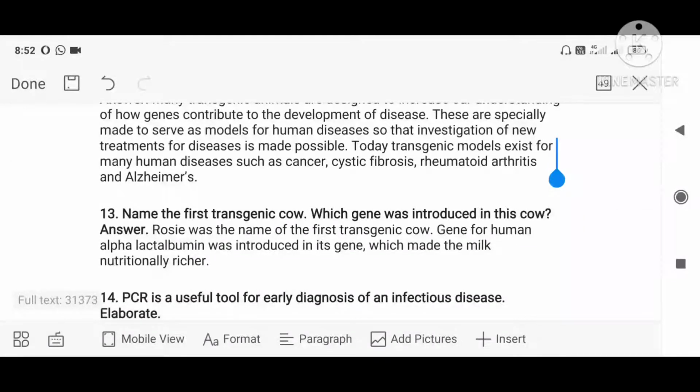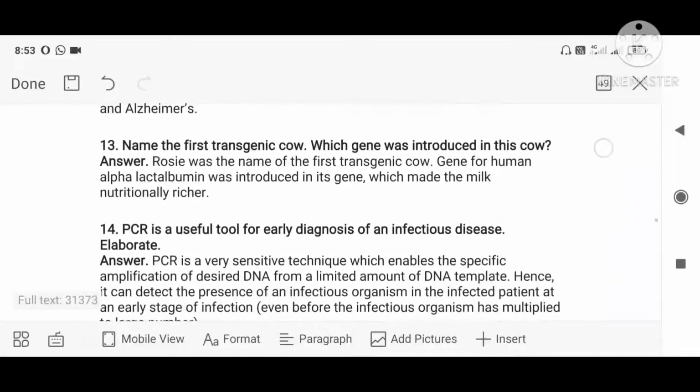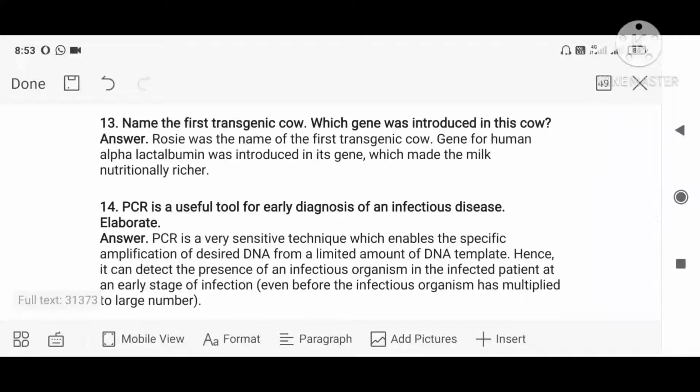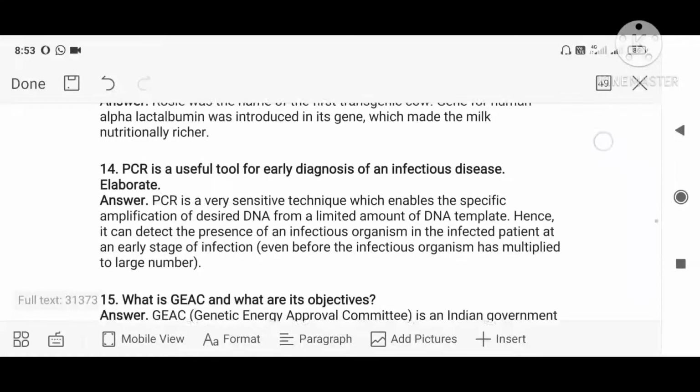I cannot use a human being for the same, isn't it? Using a human being can harm the human being, right? So in the transgenic organisms we are using the same, especially transgenic mice. Name the first transgenic cow. It is Rosie. Which gene was introduced? Alpha lactalbumin.